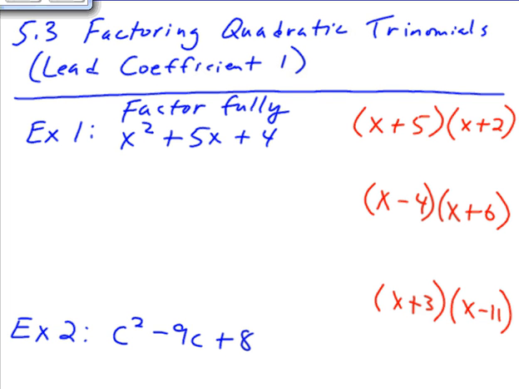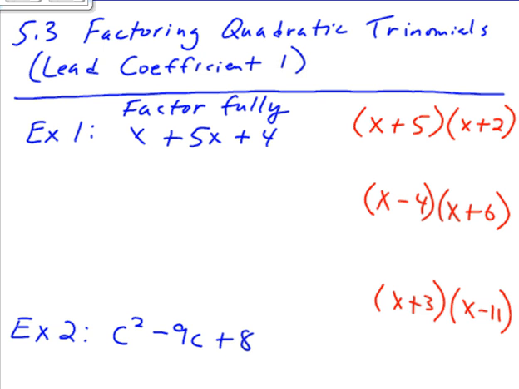All right, so this is factoring quadratic trinomials with the lead coefficient 1. With this factoring technique, what I mean by lead coefficient 1 is that the lead coefficient is the x squared term. This type of factoring only applies when the x squared term has the number 1 before it, which we usually don't write. We don't ever really write that 1.